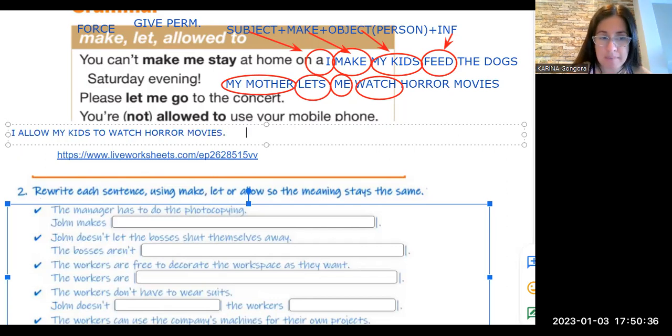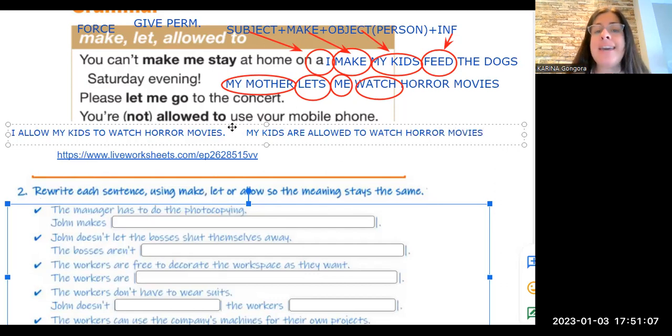Right? I can say, for example, instead of I allow my kids, yes? En lugar de decir yo le doy permiso a mis chicos, yo puedo empezar la oración con mis hijos. ¿Sí? Mis hijos tienen permitido. My kids are allowed, right? Exactly the same. My kids are allowed to watch horror movies, right? ¿Qué hice acá? Esta forma de utilizar el allowed to is very common. Es muy, muy común, right?